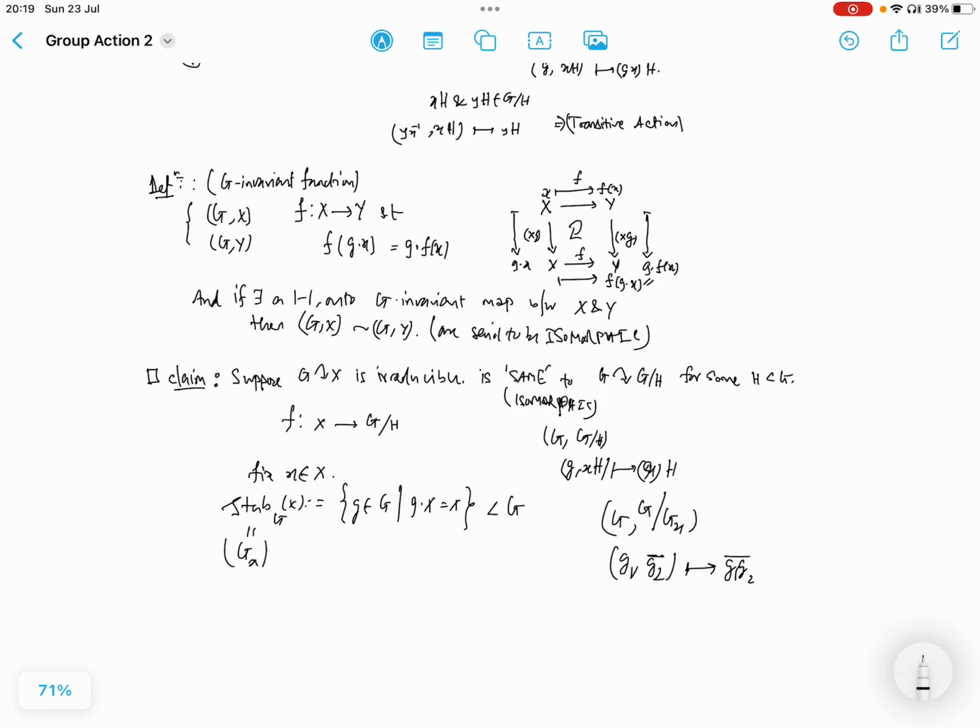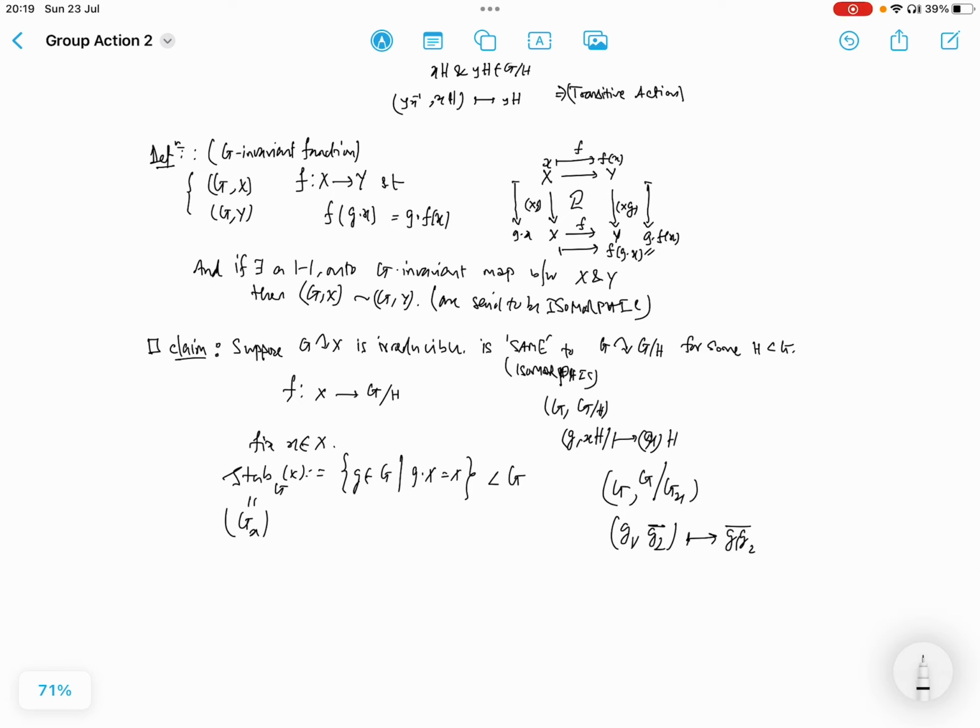So, remember this action is irreducible, so you need to use that fact too. What does it mean? Irreducible means this X is just the orbit of this. You can take any such X. So I fixed one X, and I have taken that X is the orbit of this small x. What that means is it is just G dot x.